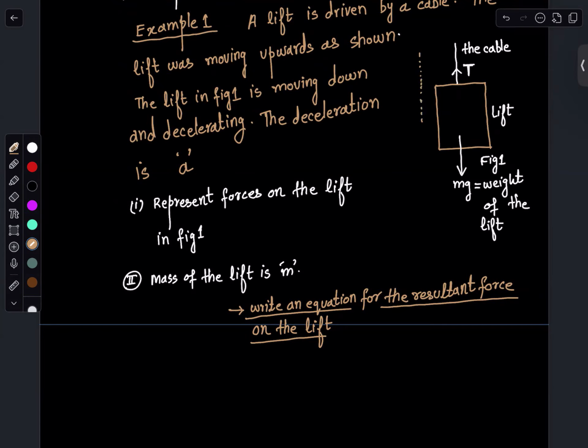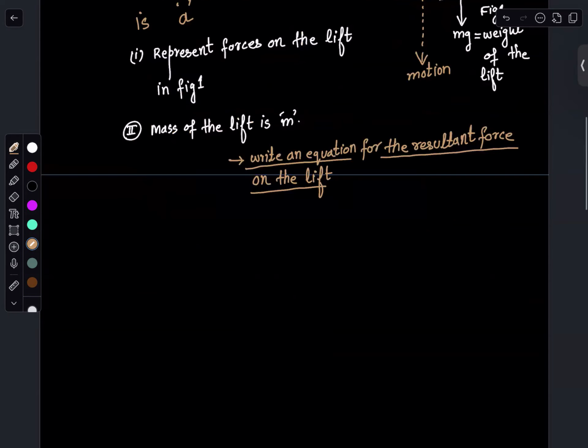Here, the motion of the object is downwards. Now, the force that is in the direction of the motion will be positive, and the force that is against the motion will be negative. Out of mg and T, which one is positive and which one is negative? mg is positive, T is negative. mg, being in the direction of motion, will be positive; T, being opposite to the motion, will be negative. So the resultant force on the lift will be equal to mg minus T.